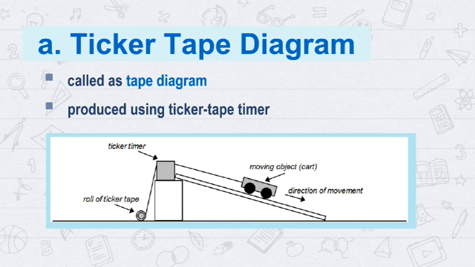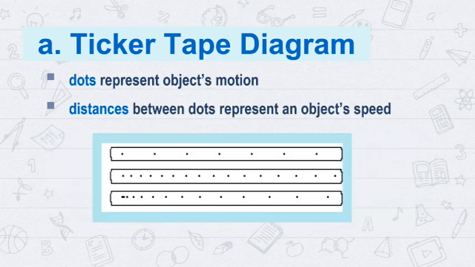A ticker tape timer is a long strip of paper that passes through a printing device that is attached to a moving object. As the object moves, the tape is dragged through a ticker, leaving a trail or mark of dots. These dots represent the object's motion. Distances between the dots represent the object's speed. Try to look at the tape diagrams below. The dots have varying distances in between.